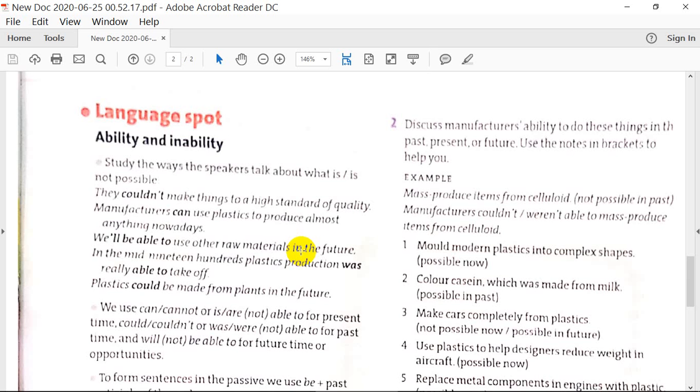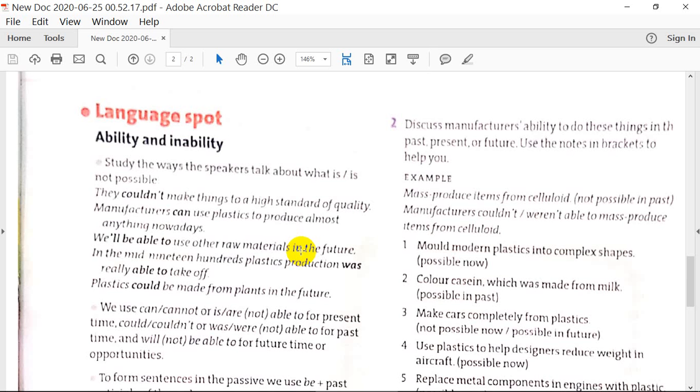We use can and cannot, or is, are not able to for present time; could, couldn't, or was, weren't able to for past time; and will not be able to for the future time or opportunities. Okay, to form sentences in the passive we use be plus past participle of the verb. Example: things couldn't be made. So this is for the passive, not for the active. Things couldn't be made to a high standard of quality. Plastic can be used to make almost anything nowadays.